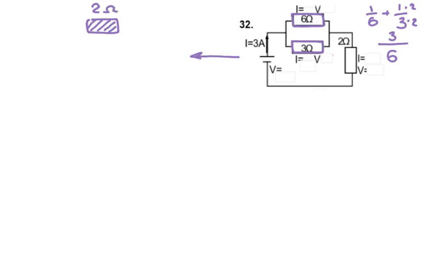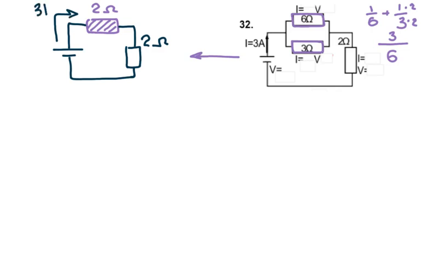And then the rest of the circuit, I still have 2 ohm and 3 amps running this way, and the voltage is not given. Because the 2 resistors are now in series, all I have to do is add them. So if I add them together, the total resistance of the circuit is going to be 4 ohm.